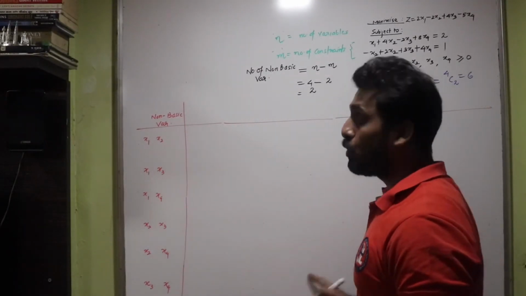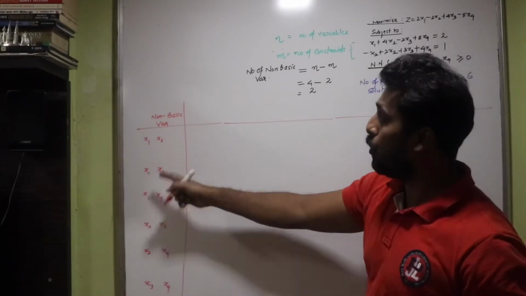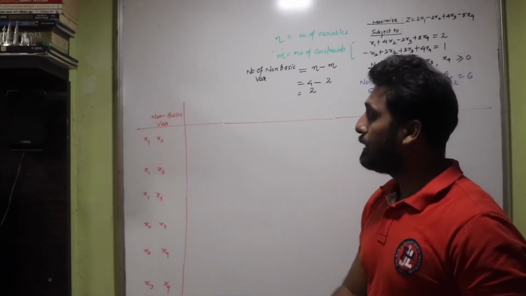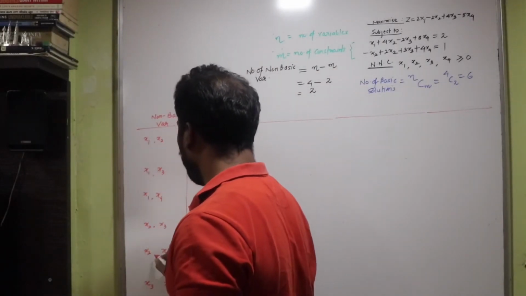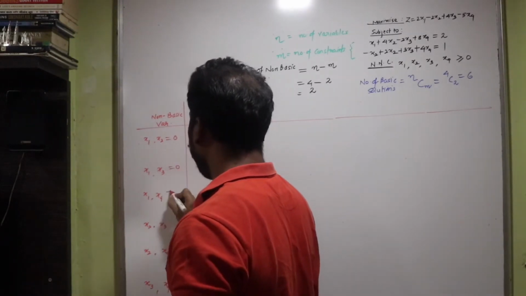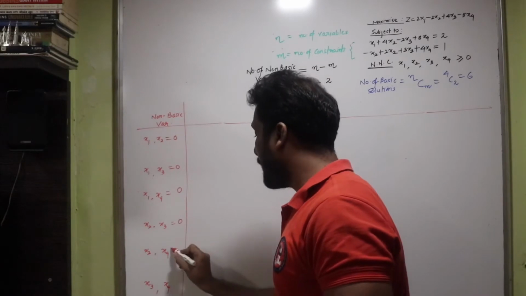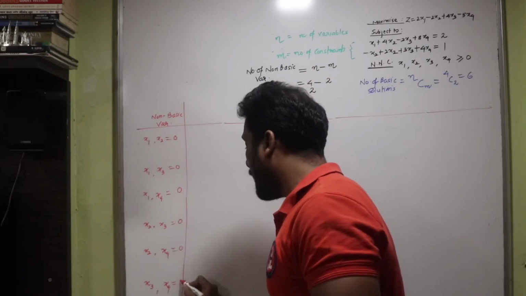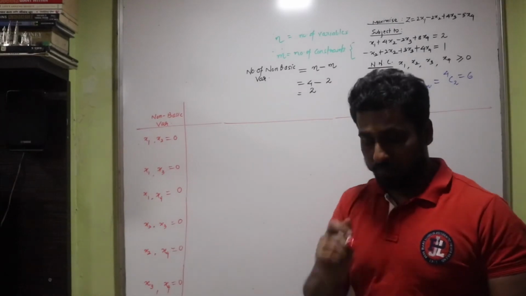6 basic solutions are going to come. So the entire table is going to be called a basic solution. So 1, 2, 3, 4, 5 and 6. And these values are going to be taken as 0. All these values I'm going to take as 0. So initially I have taken x1, x2 as 0. Then x1, x3 has been taken 0 and so on and so forth. Understood? So that's the non-basic variables.